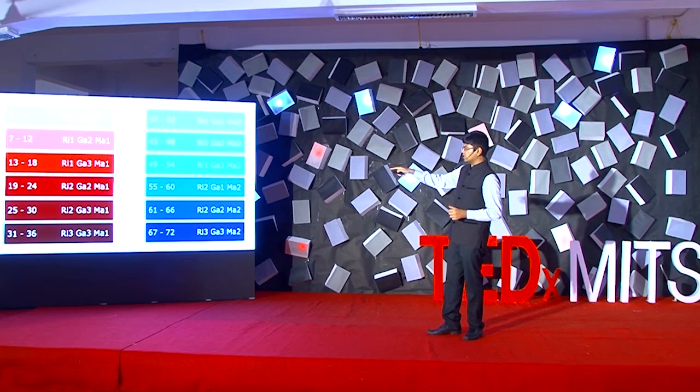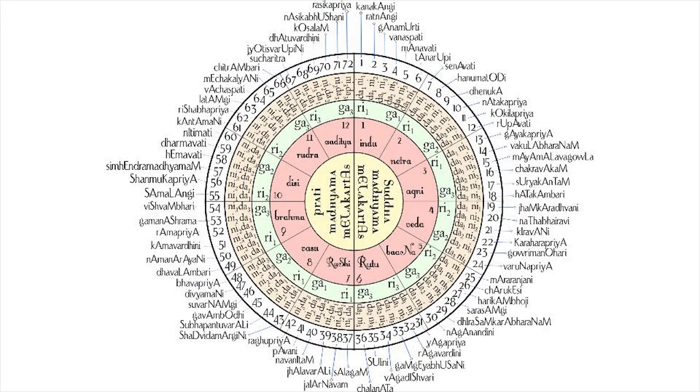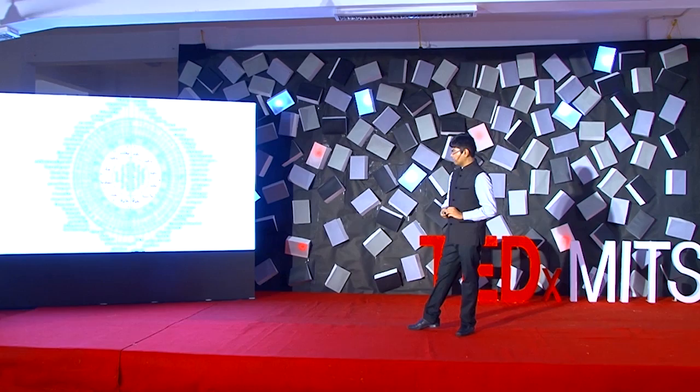He proposed 12 chakras, like 12 drawers, and it's based on the ri, ga, and ma shrutis that he selected for them. Very nice thing, very systematic, looks nice. He also proposed this round structure for things. You can see it goes from 1 to 72, and he gave really nice names for all of them. These are the 12 chakras.